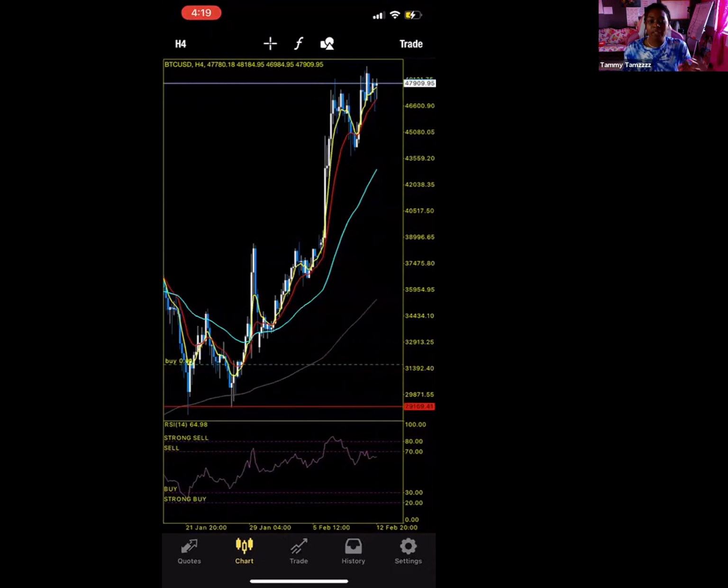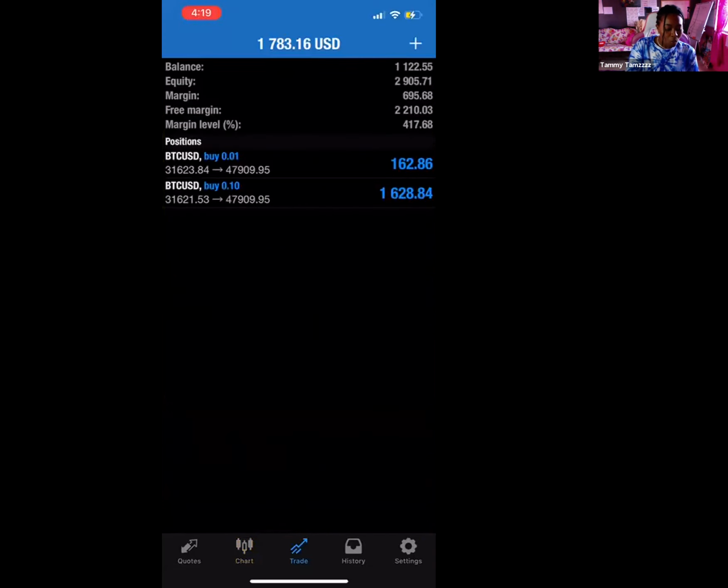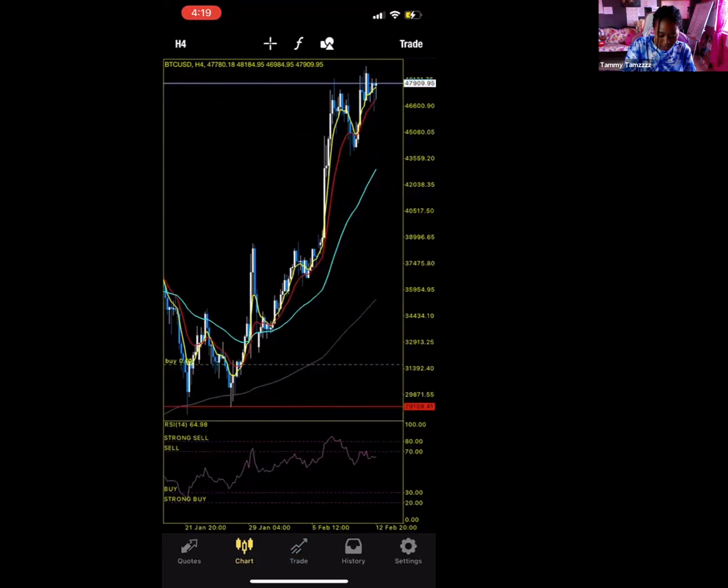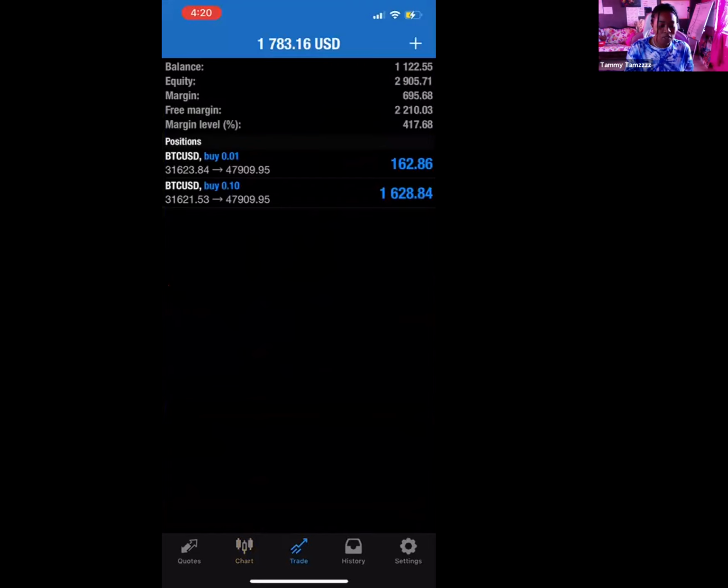So what you want to do is first move that stop loss to break even. The price that we entered at is 31621. That's where we got into the market. Let me put some pen to paper here. All right, we entered the market at 31621.53. That's our entry. Our stop loss is 29169.41.